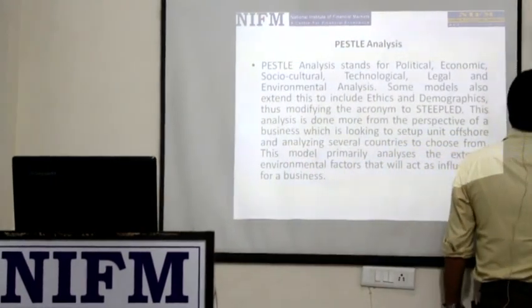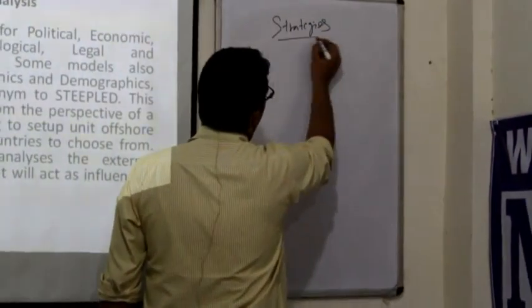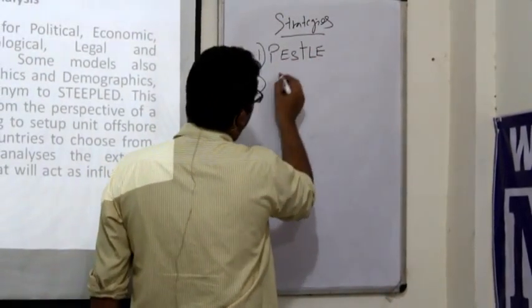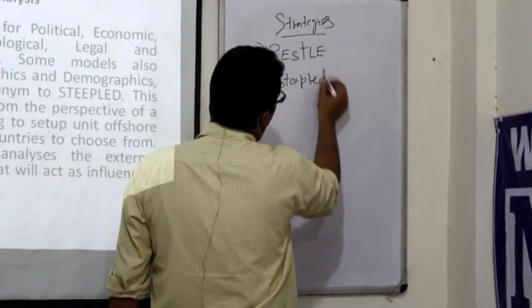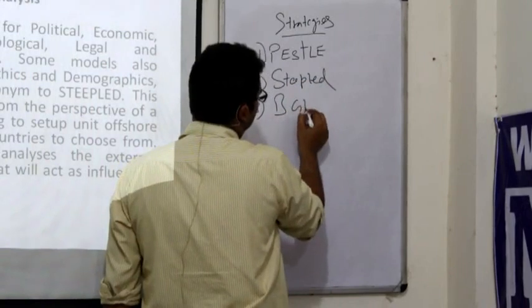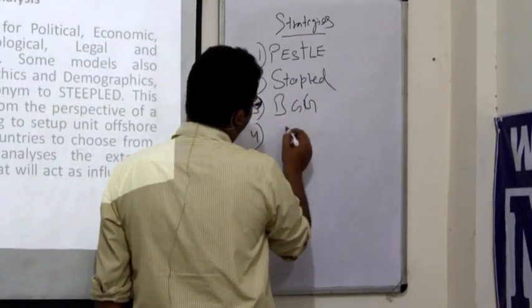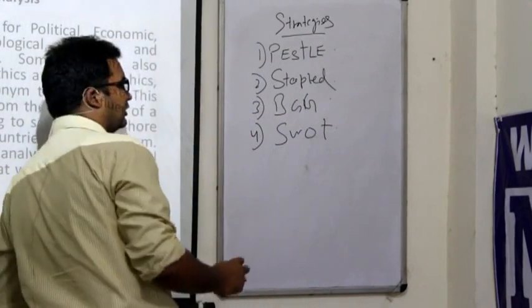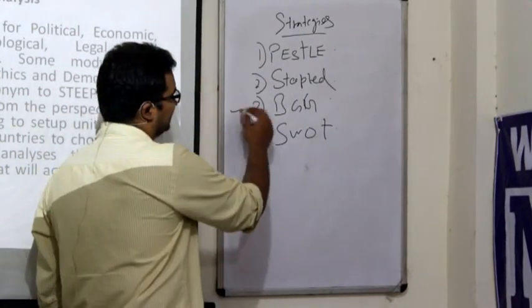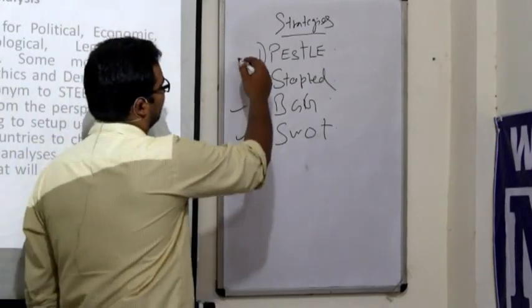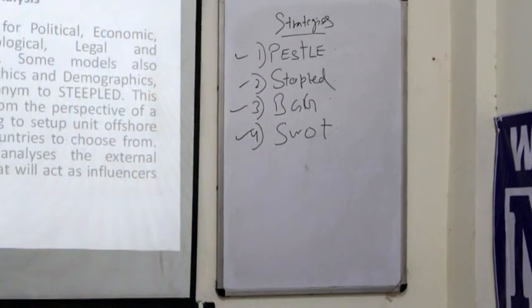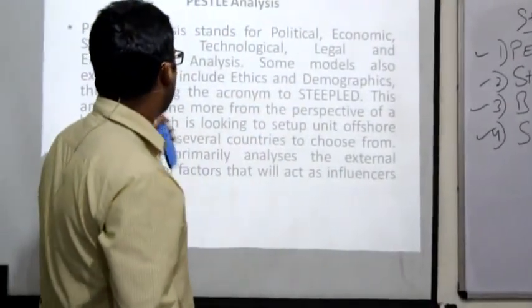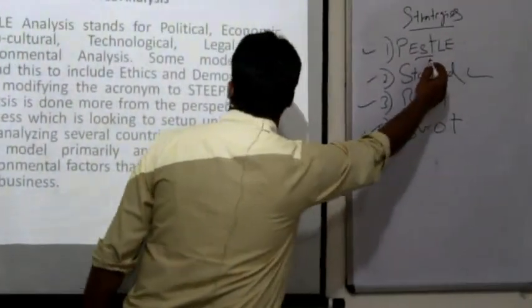So when we talk about the various strategies, we talk about PESTLE, STEEPLED, BCG and SWOT analysis. The most prominently used analyses when we are making a fundamental report are BCG as well as SWOT analysis. But we also take care of the PESTLE and STEEPLED analysis. So when we are talking about the demographic front, we are talking about the STEEPLED analysis, and when we're talking about economical, social, technological, legal and environmental analysis, we are talking about the PESTLE analysis.